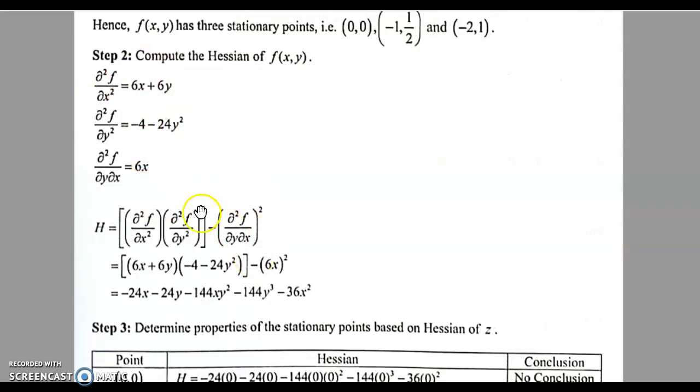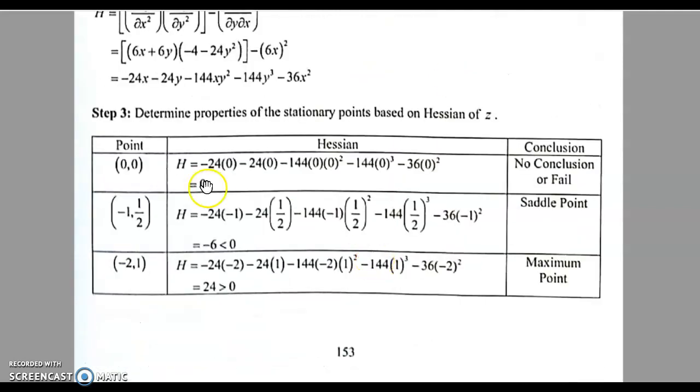After you have all of these components, test them one by one. First you input all of these components in the Hessian, so you'll get this, and then just substitute the stationary points one by one. For example, for point (0, 0), when they input 0 for x and y in the function, they get Hessian equal to 0.